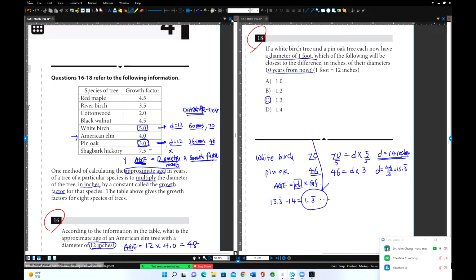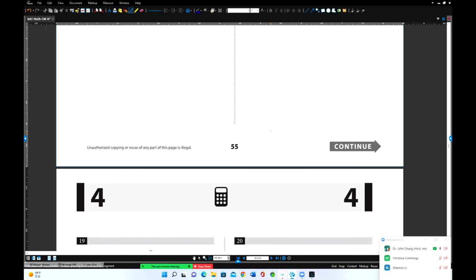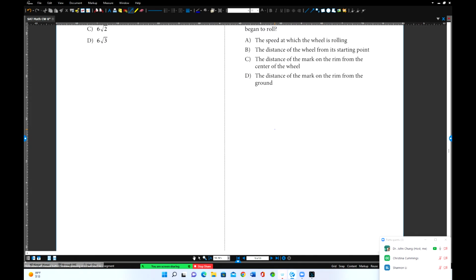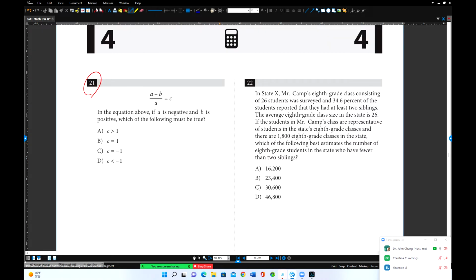Now the next one is number 21. Let's move on to number 21 over here. Now let's see.